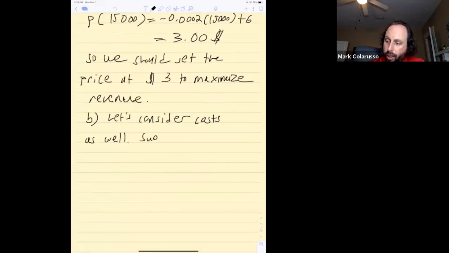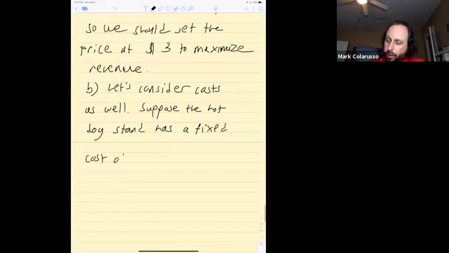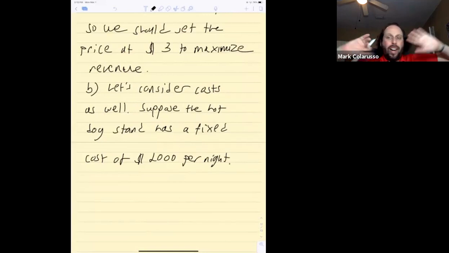Okay, so suppose the hot dog stand has a fixed cost of $2,000 per night. Now, what does that mean? That means that no matter how many hot dogs you sell, this just costs $2,000 to keep the hot dog stand open. So to have people work there, paying people to work there, keep the lights on, the power to run the hot dog stand. So no matter how many hot dogs you sell, that's fixed cost.